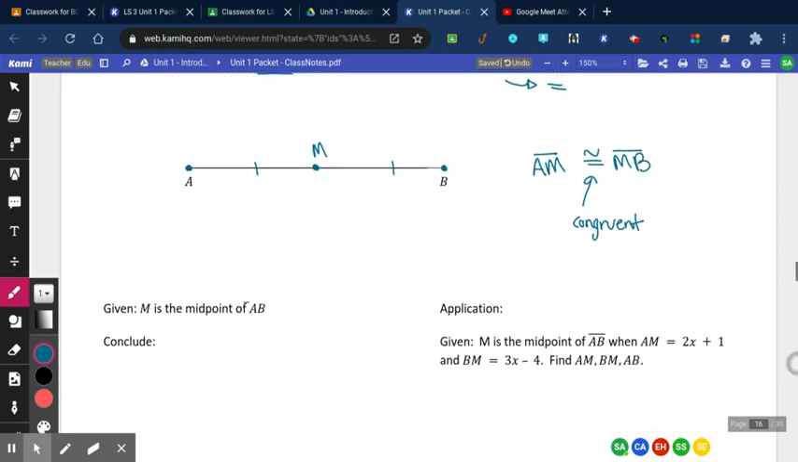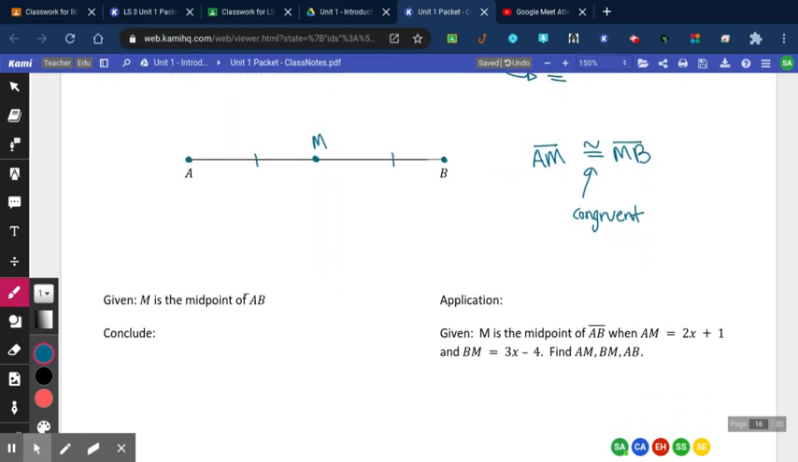Now, if we see something like this in a proof, given M is the midpoint of AB, so this is basically like the diagram above, what would I say? Well, my conclusion would be that AM is congruent to MB. Kind of talked about that above, but this is how it would work in a proof.